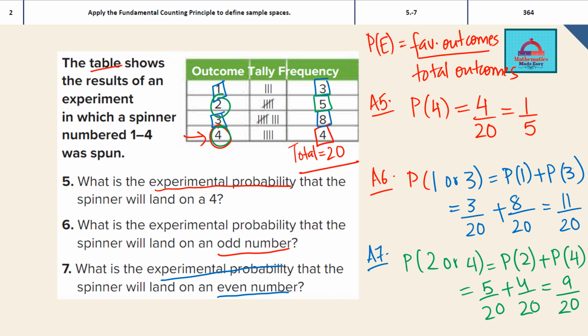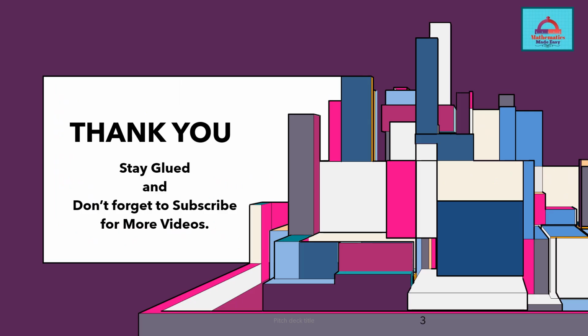For each of the questions 5, 6 and 7, you may give the answer of probability as a fraction or a decimal or a percentage. That brings us to the end of today's session. With that, our learning objective number 2 is complete.